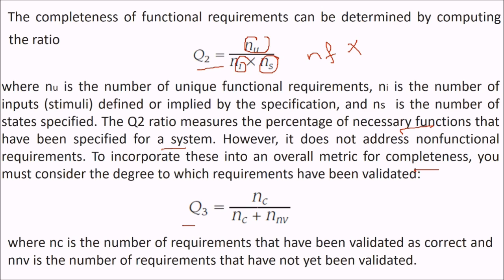So this is Q3, NC by NC plus NV. NC is nothing but the number of requirements that have been validated as correct. And NV is the number of requirements that have not yet been validated. This is Q3.